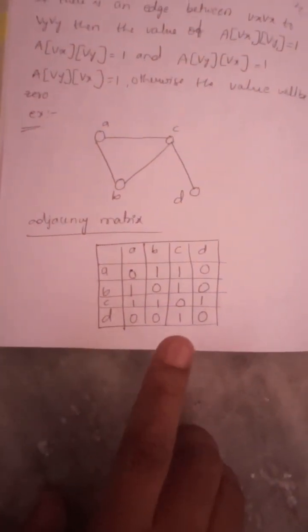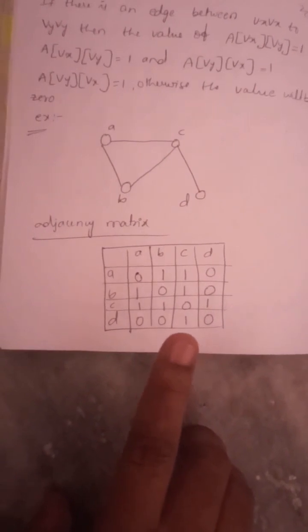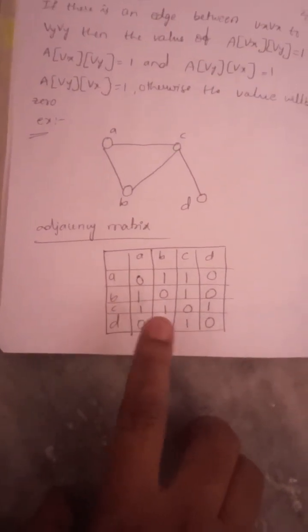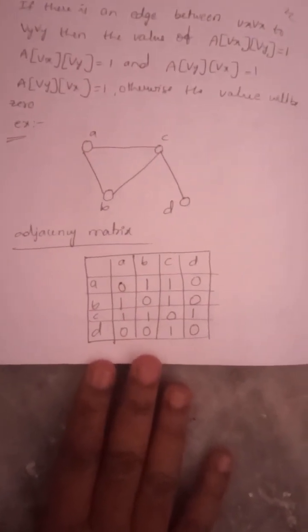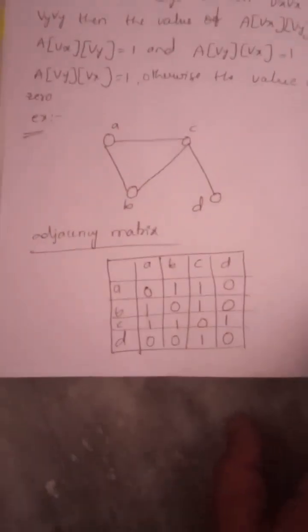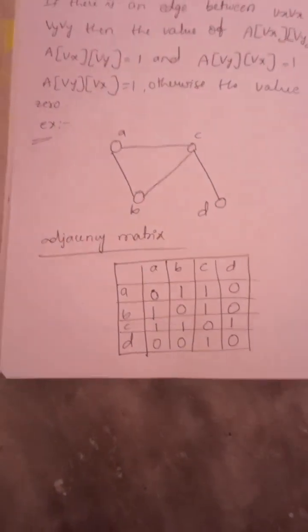B to B there is no connection, so 0. B to A we have 1. So likewise we can finish the matrix. This is about the adjacency matrix. I am saying it fast because you are not kids.